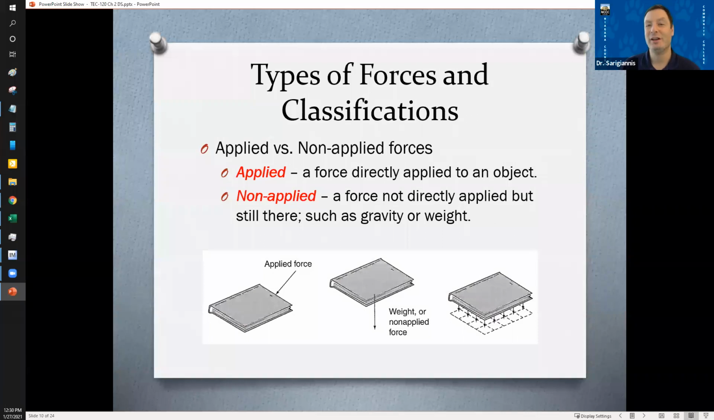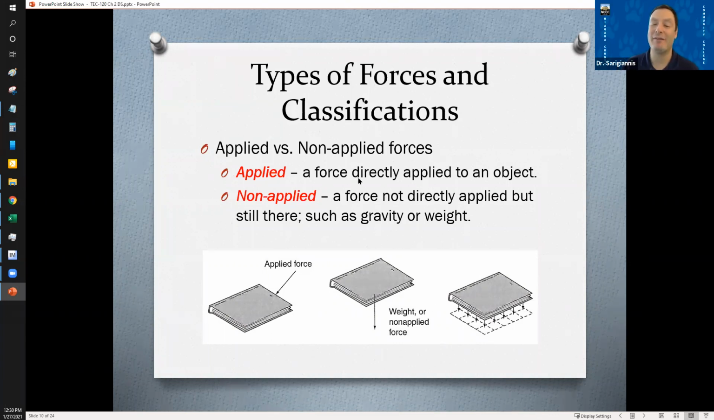All right, this is good. Applied and non-applied forces, right? An applied force is something you put directly on the object. That's fairly straightforward. A non-applied force is something like gravity, right? It's not directly applied to something, but it's still there.